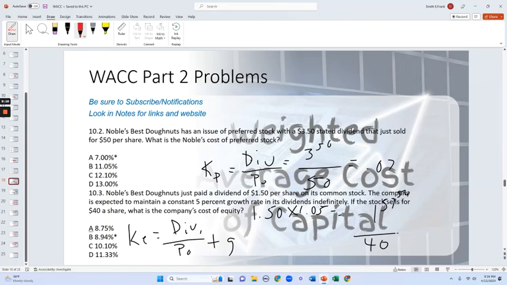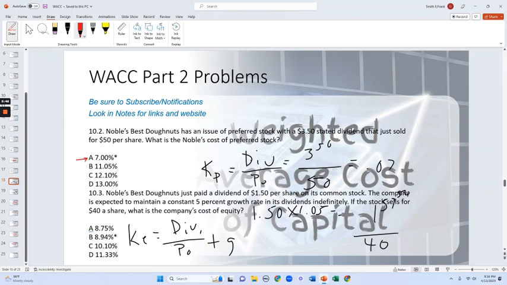This is Problems, part 2 of the weighted average cost of capital, and we're going to go over a few of them tonight just to have a better comfort level with how the math of this works. If you remember, the cost of preferred is the dividend over the price. In this case, Noble Donuts had a $3.50 dividend and a $50 stock price. When you take $3.50 and divide it by 50, you get 0.07. So it's pretty easy to see that the cost of preferred was 7%.